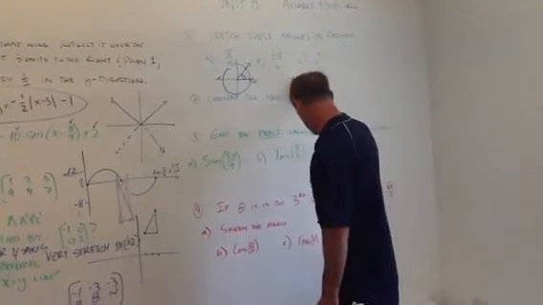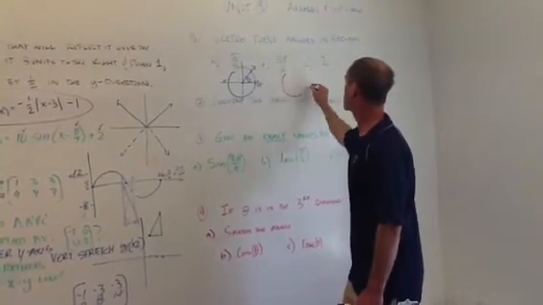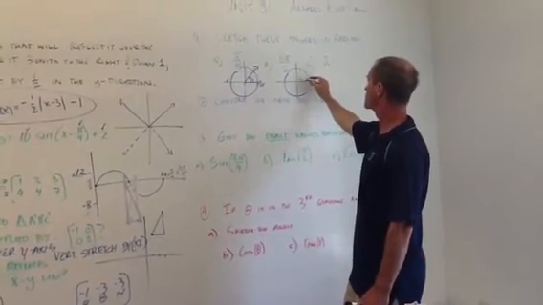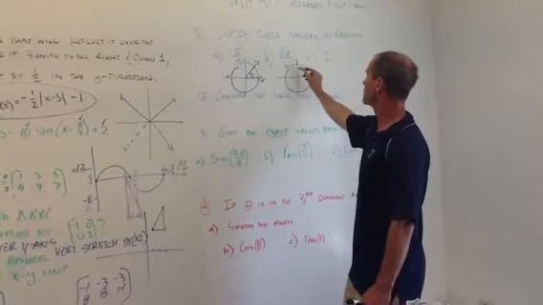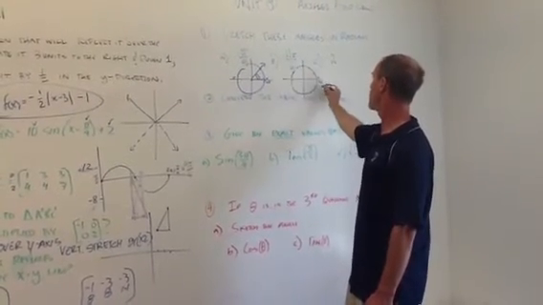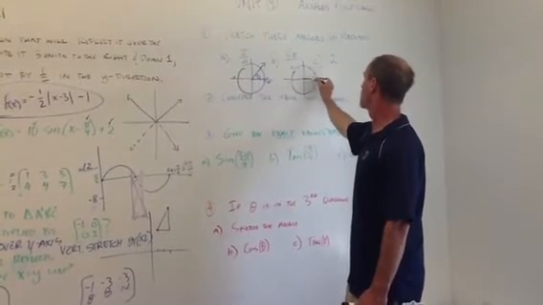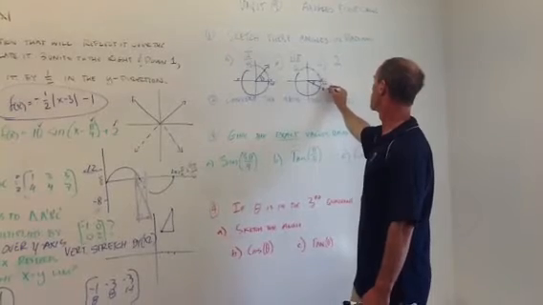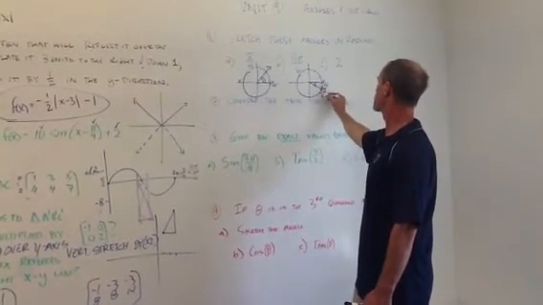Sketch 11 pi over 6. Same type of thing. You go like this, and you've got 0 and 2 pi. Well, if you go by 6, there's 1, 2, 3, 4, 5, 6. 6 is halfway around the circle, or 1 full pi. Right over here, right there, is 11 pi over 6, okay?